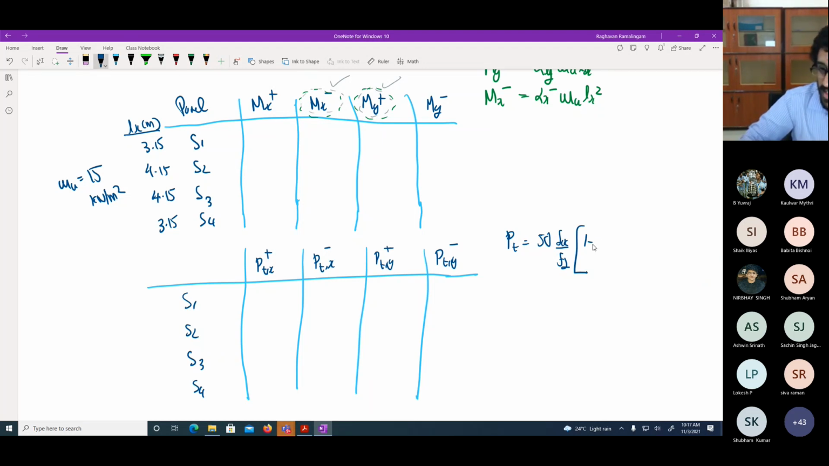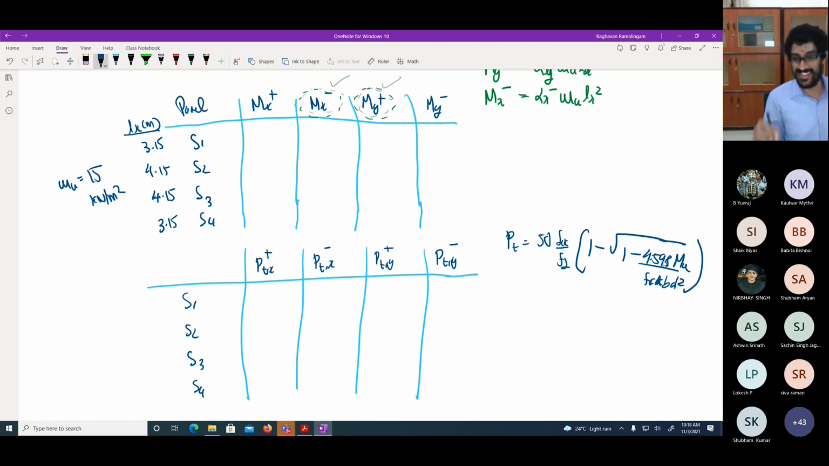So the root will start here. 50 FCK by FY into 1 minus root of 1 minus 4.58 Mu by FCK d square. Slipped my mind.